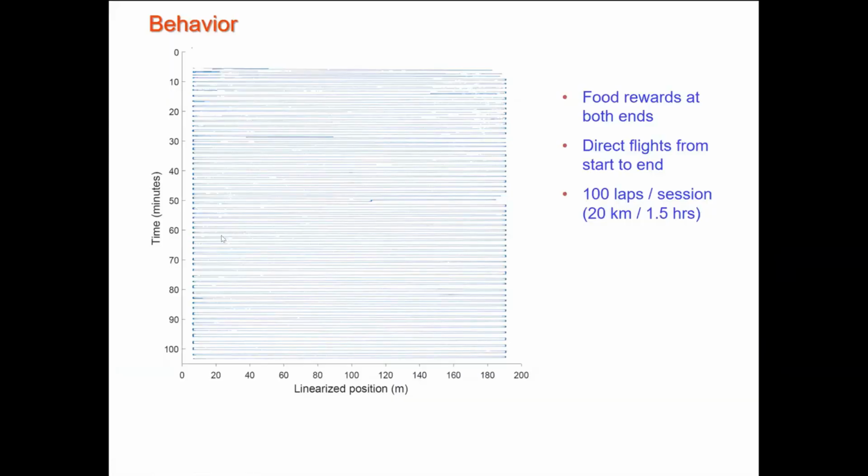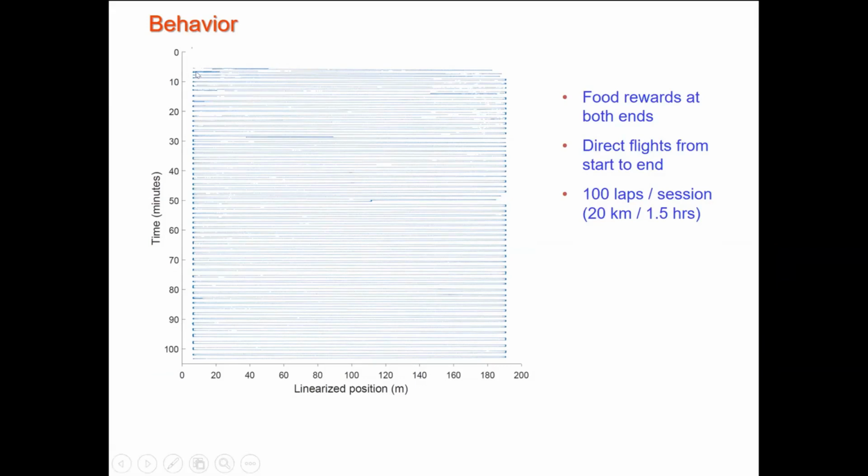So here's an example of one session from one bat that was flying. This is the time in the session, and this is the position, 200 meters. We put food at both ends. Some of the bats ate the food. Some of them didn't even care so much about the food. They really just love flying back and forth.